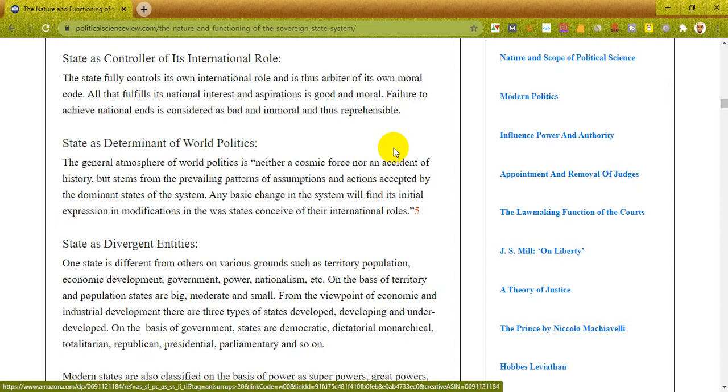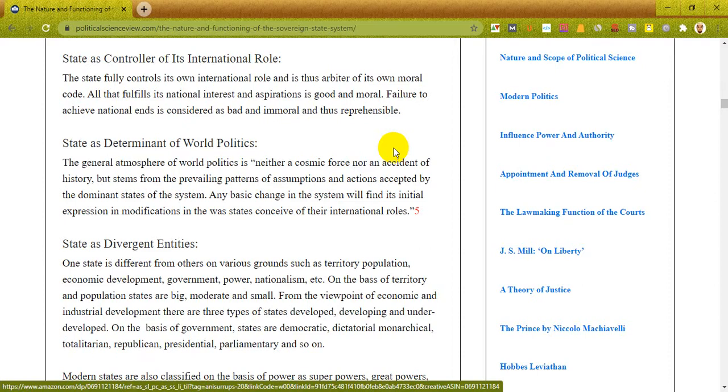State as determinant of world politics. The general atmosphere of world politics is neither a cosmic force nor an accident of history, but stems from the prevailing patterns of assumptions and actions accepted by the dominant states of the system. Any basic change in the system will find its initial expression in modifications in the way states conceive of their international roles.